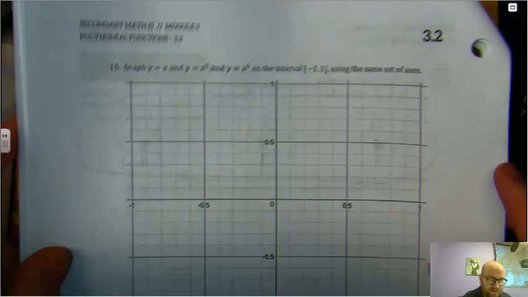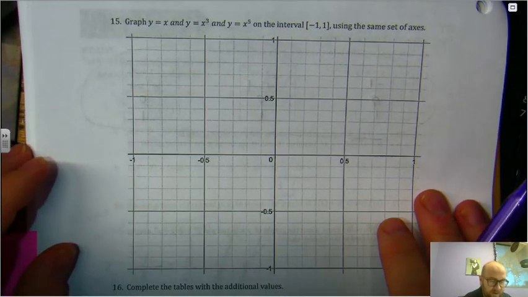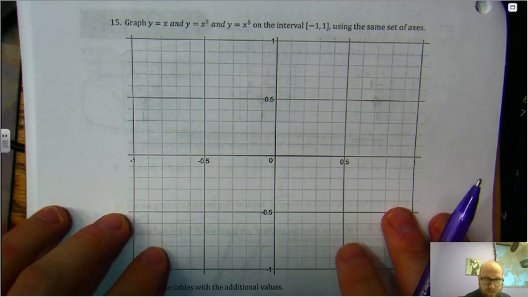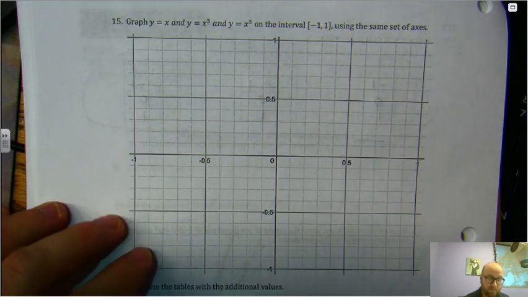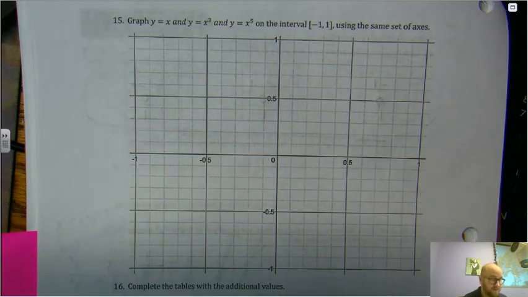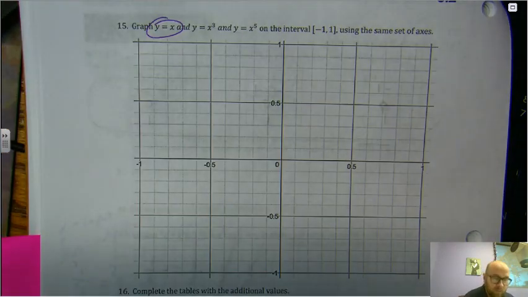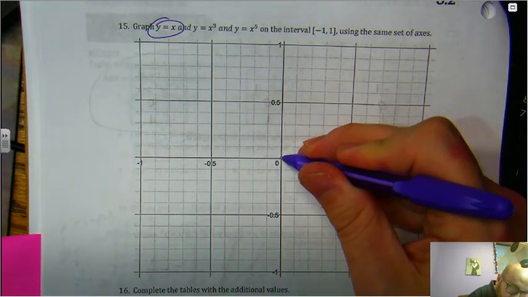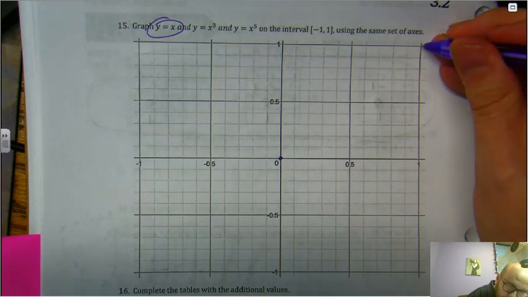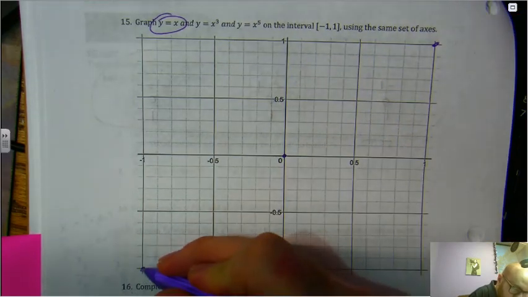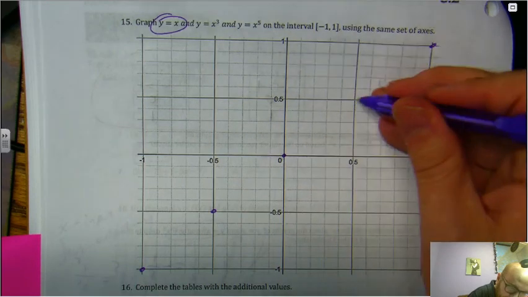Now, here, it wants us to graph it. Okay? It wants us to graph it on these intervals using the information we had before. So let's say y equals x, I'll do in purple. Well, y equals x is just going to be a straight line, right? We do 1, 1, 1 half, negative half, negative half.